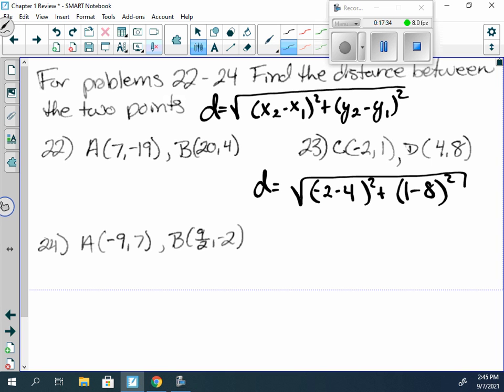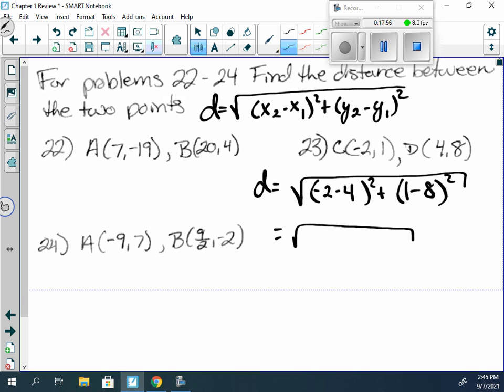Type it into the calculator and you're done. We don't have to do any of this by hand. We have it set up. The calculator will do it. We can type into the calculator square root, parentheses, negative 2 minus 4, close parentheses, squared, plus parentheses 1 minus 8, close parentheses, squared. Hit enter and it would give you the answer.